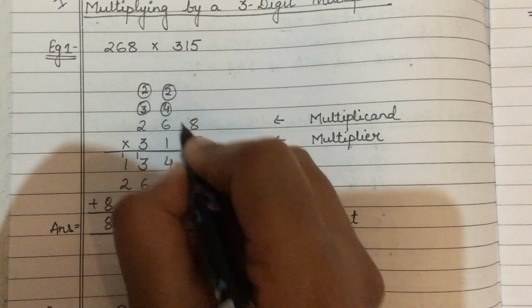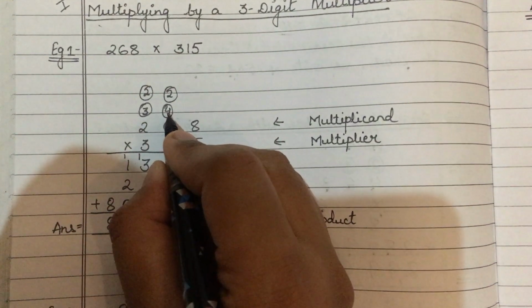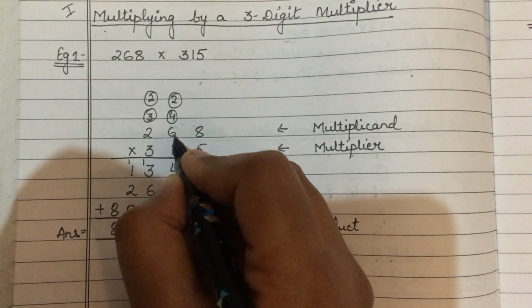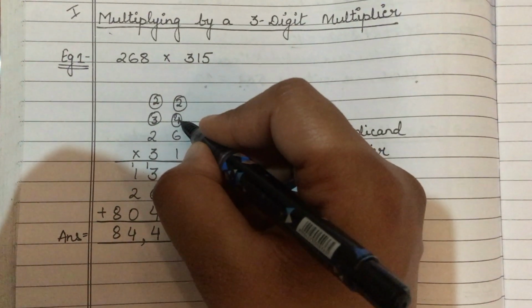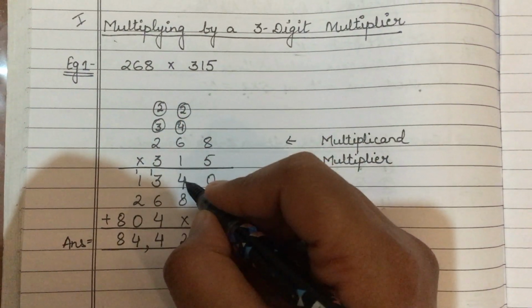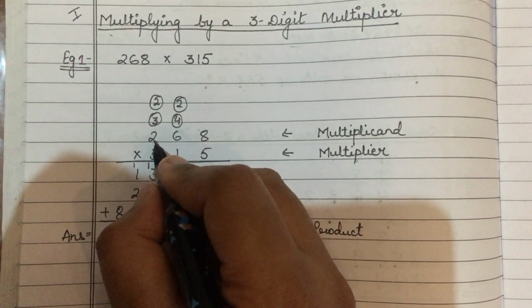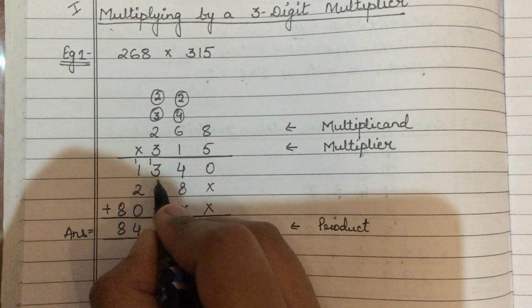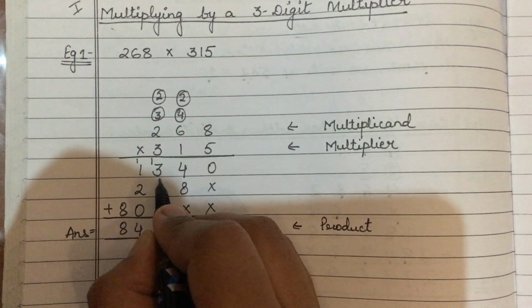5 eights are 40, 4 carry here and 0 here. 5 sixes are 30, 30 plus 4 is 34. Then 5 twos are 10, 10 plus 3 is 13. So we will write 13 here.